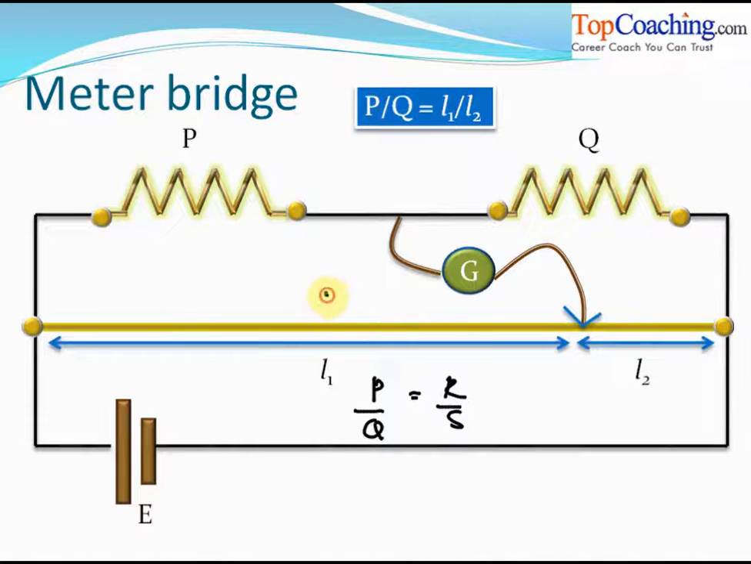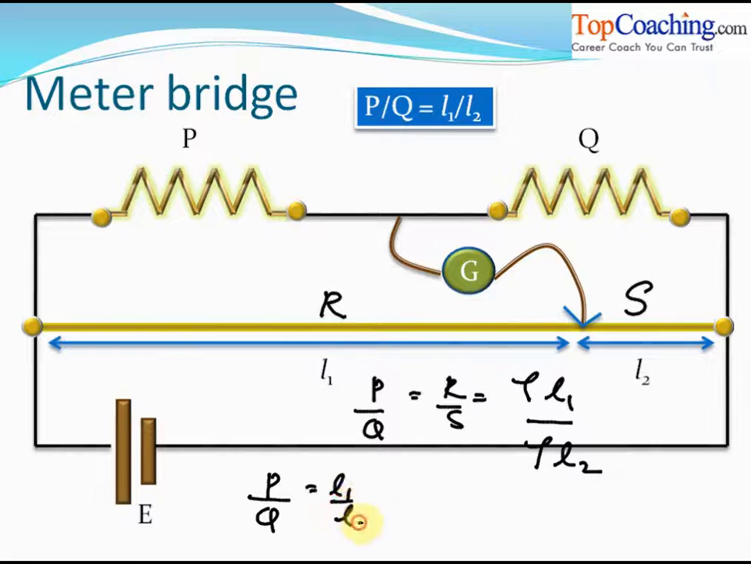This is R and this is S. As the jockey is moved, the values of R and S both change. However, when the galvanometer reading is 0, P by Q exactly becomes equal to R by S. Now R can be written as rho L1, that is the resistance per unit length into length. Similarly, S can be written as rho L2. So P by Q is L1 by L2 at the point when the galvanometer reading is 0.